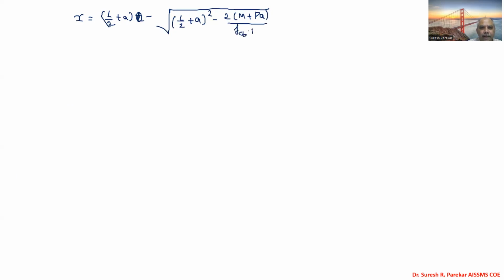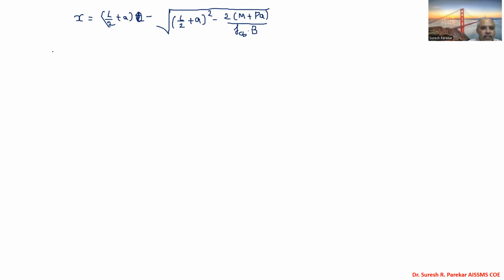Now we have a derivation to calculate this value of x. We will not go into that derivation. I will directly write over here: x equals L by 2 plus A, plus or minus the root of (L by 2 plus A) whole square minus 2 into (M plus PA) divided by fcb into B. And then we will calculate the values.